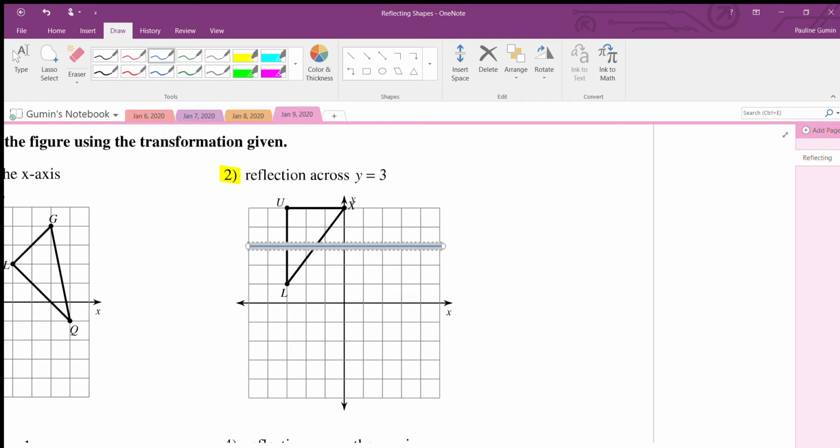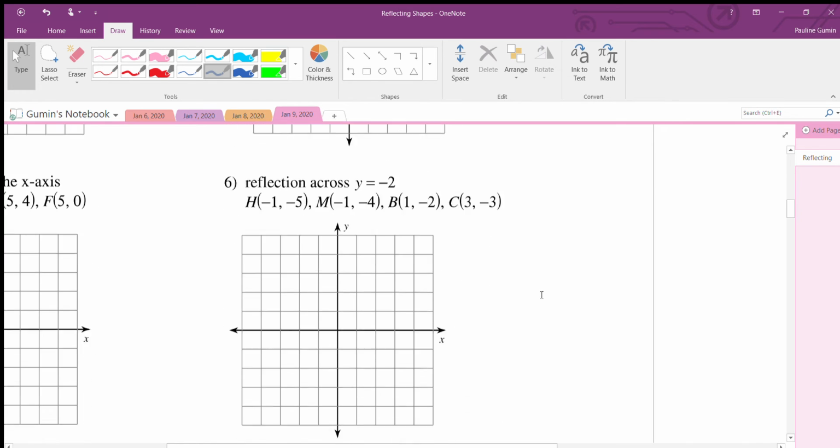Next, I'm going to reflect each and every point we have. I'm going to begin, I reflect U right there, L here, and X there. And let's connect it. There we go. There's our triangle. Beautiful-ish. Okay. Not really different than just reflecting a point at a time. Let's go on to the next one.